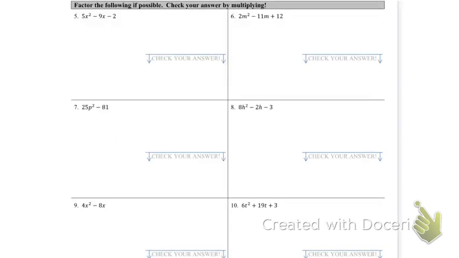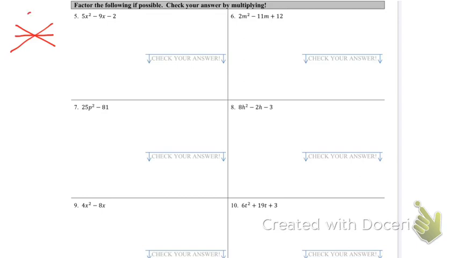All right, let's go to the next section. We are actually going to factor the following if possible. I know on the notes they did the factor by grouping method, but when we were in class together, we learned a different method. So I'm going to show you the method that we remember from class, and that's the snowflake method. So we're going to use this method.